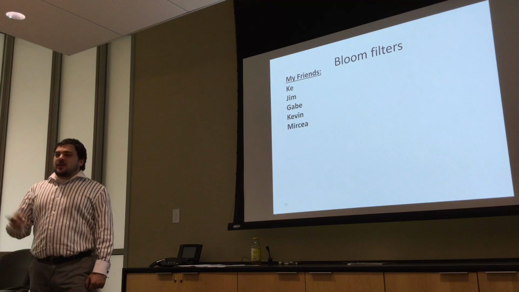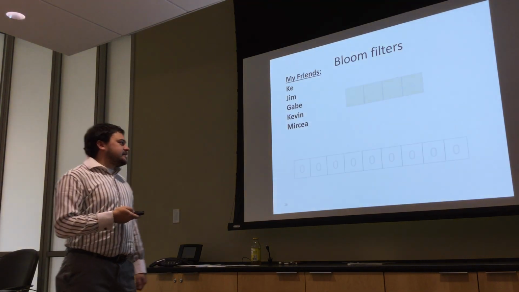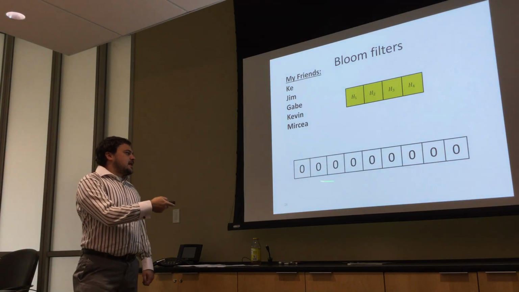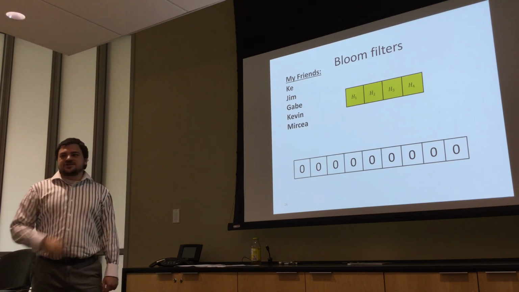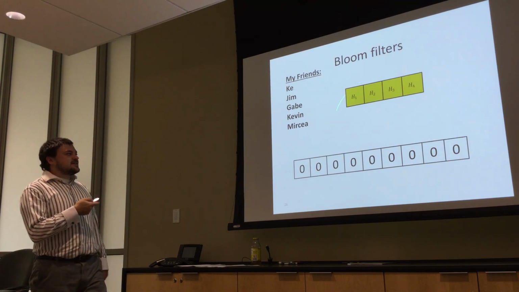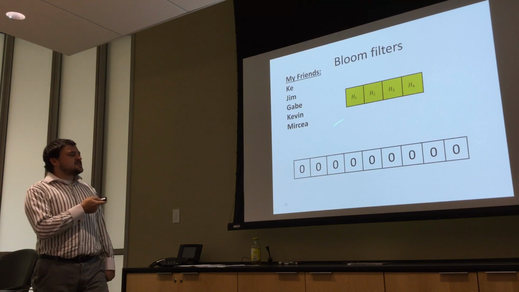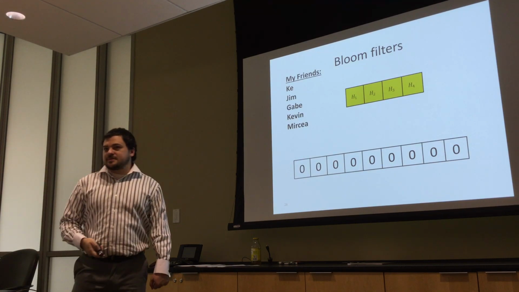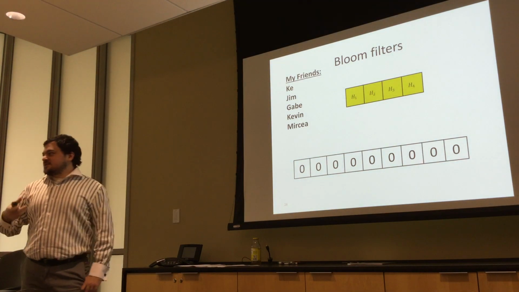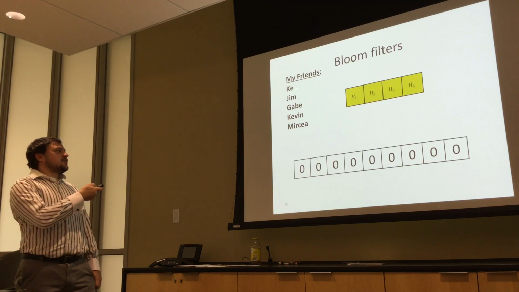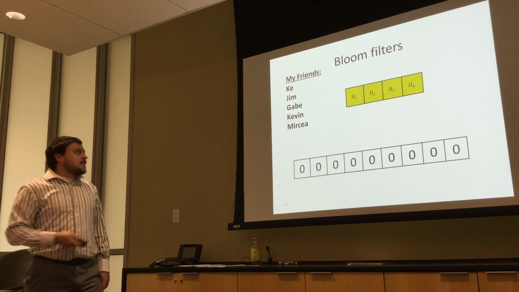So the way that traditional Bloom filters work is they begin with a bit vector initialized to all zeros and a set of hash functions where each hash function will map to an index in this bit vector. So now let's say that I want to use a Bloom filter to keep track of my set of friends.